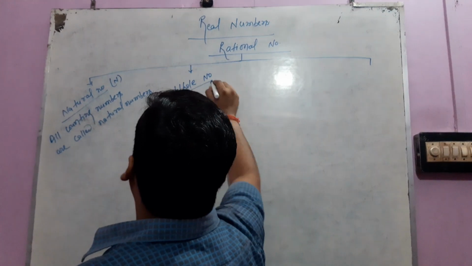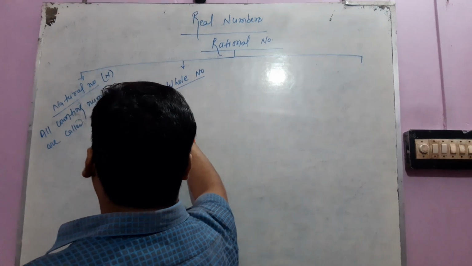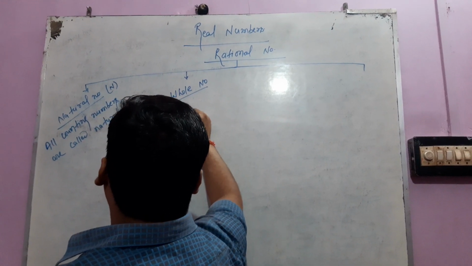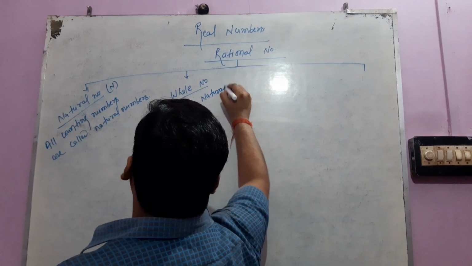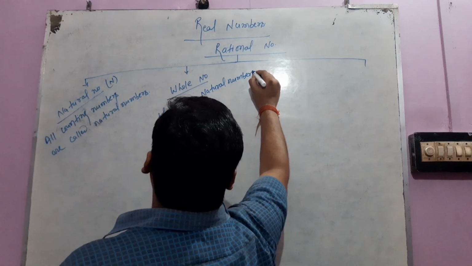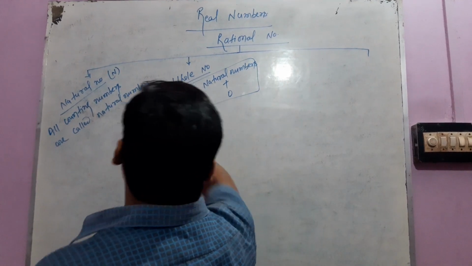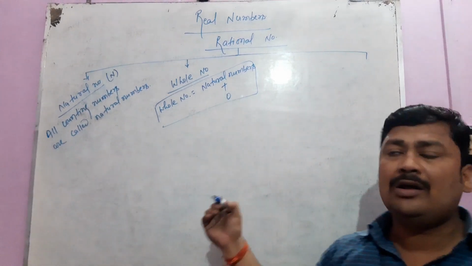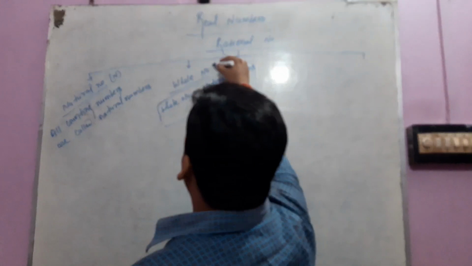The next part of the rational numbers is whole numbers. All natural numbers including 0 are called whole numbers. They are represented by W.